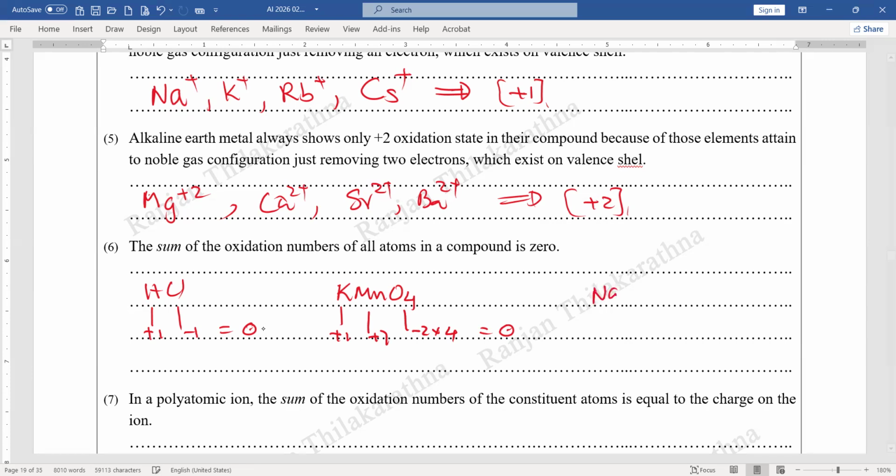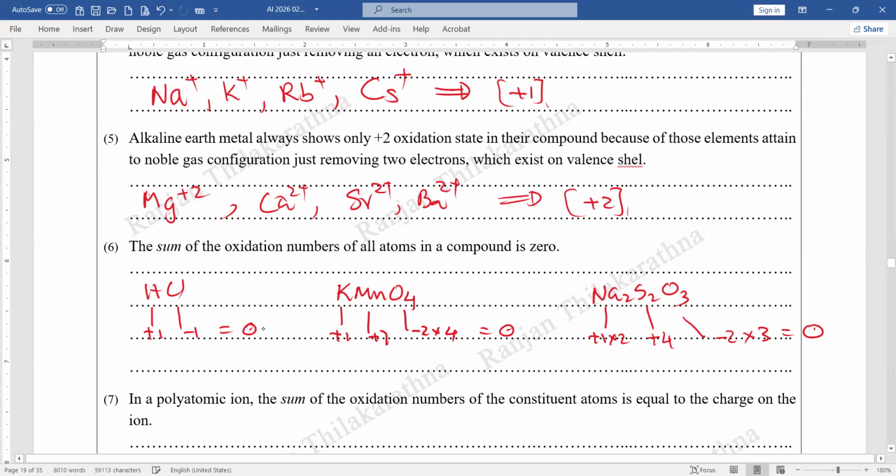If you take Na2S2O3, here +1 into 2, -2 into 2, or so. Here, I'll just put that +4. -2 into 3, equals 0. Sum has to be 0.